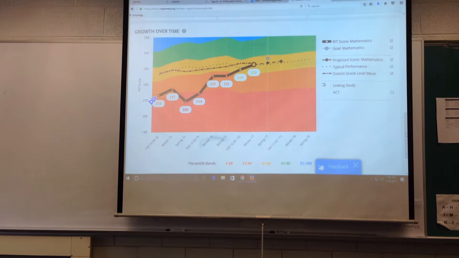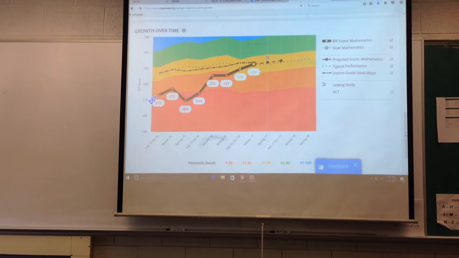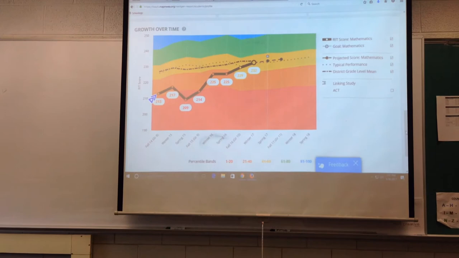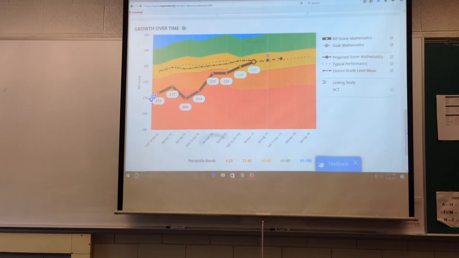You can see also your projection. If you keep doing what you're doing, there's a good chance you'll move up again. And if you put a little more effort in, there's a good chance we can push you all the way up to the green, which is the 61st to the 80th percentile. So you are no longer a struggling math student. You should be proud of yourself.